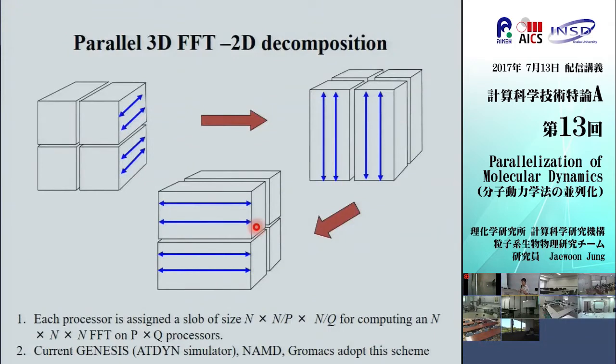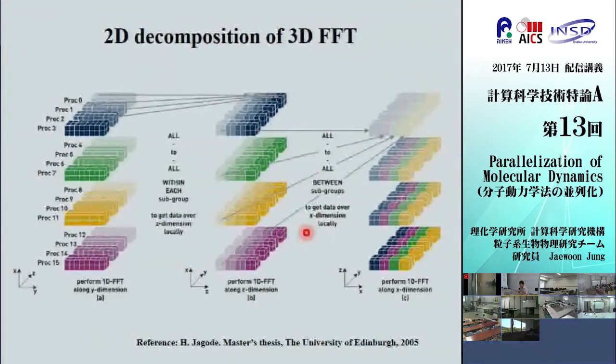Now, with FFTW, FFTE, and even MKL, you can choose this 2D decomposition FFT. And almost all MD software, NAMD, GROMACS, and so on, make use of this 2D decomposition FFT scheme. And this is, in fact, a little bit more difficult to implement. Here, just assume that there are 16 processors.